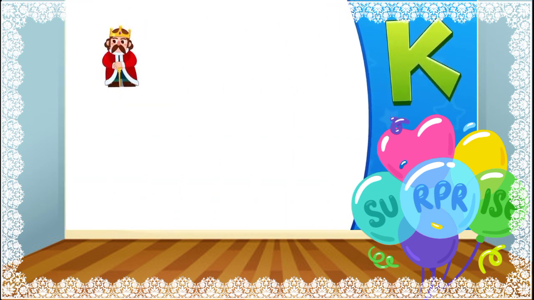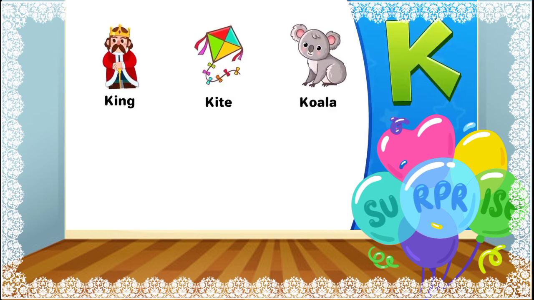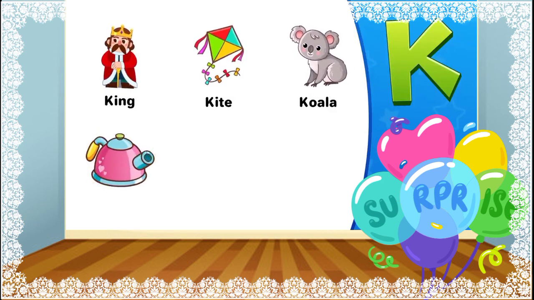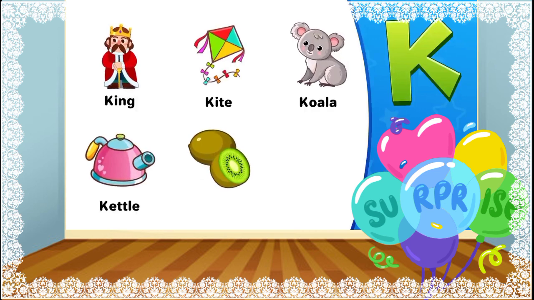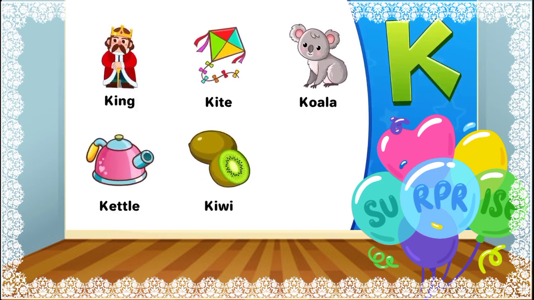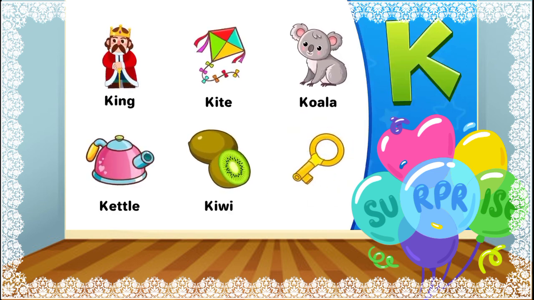K is for king. K is for kite. K is for koala. K is for kettle. K is for kiwi. K is for key.